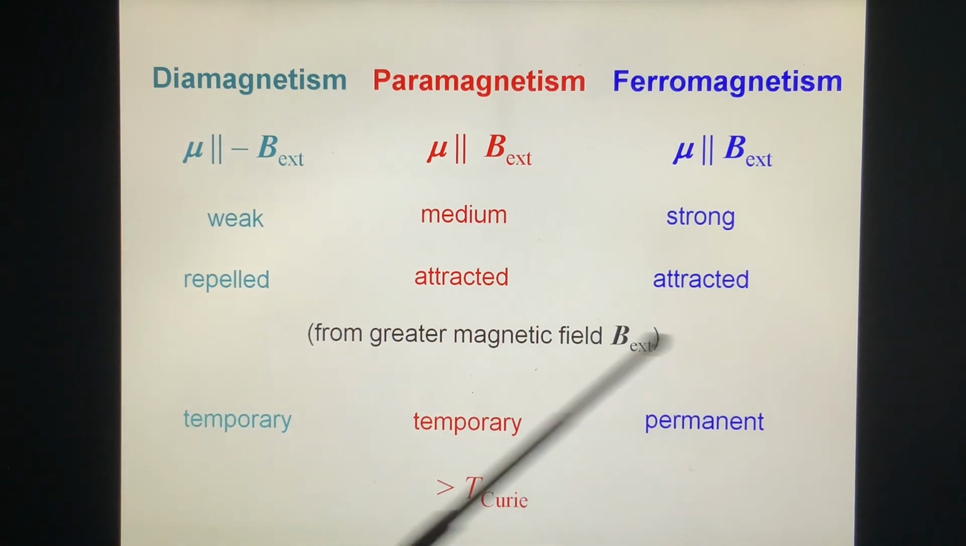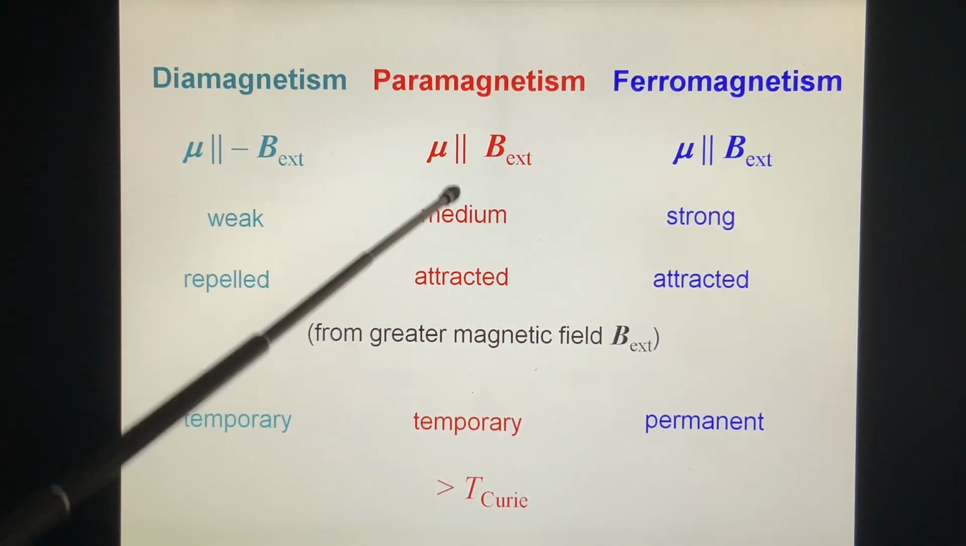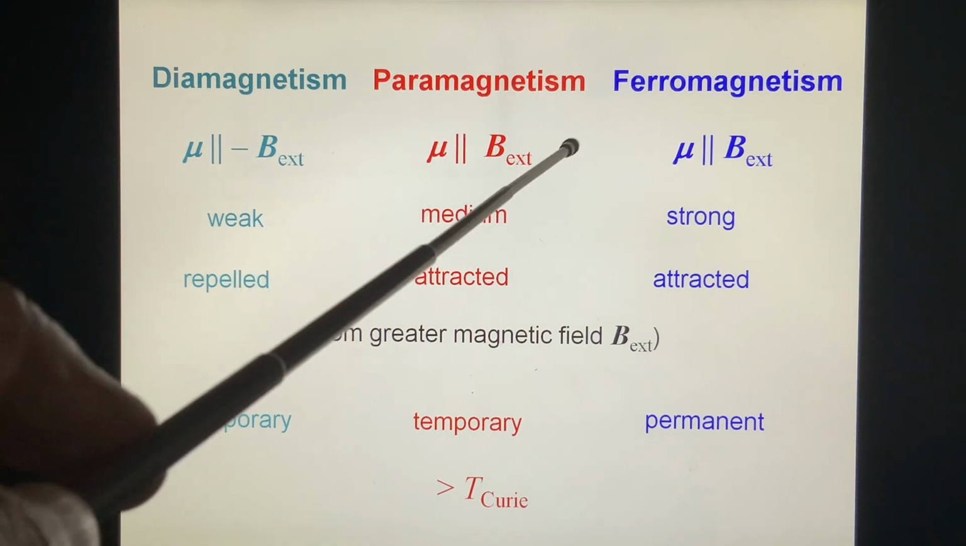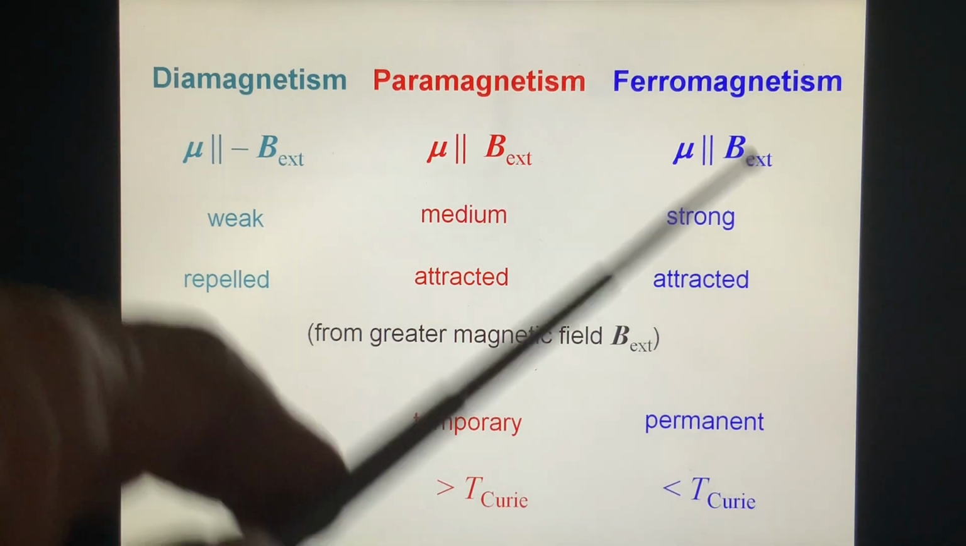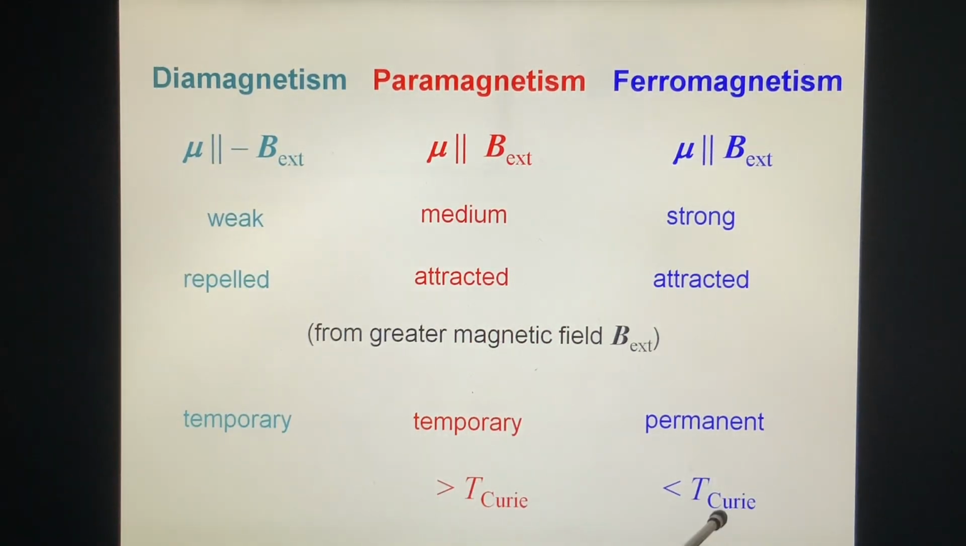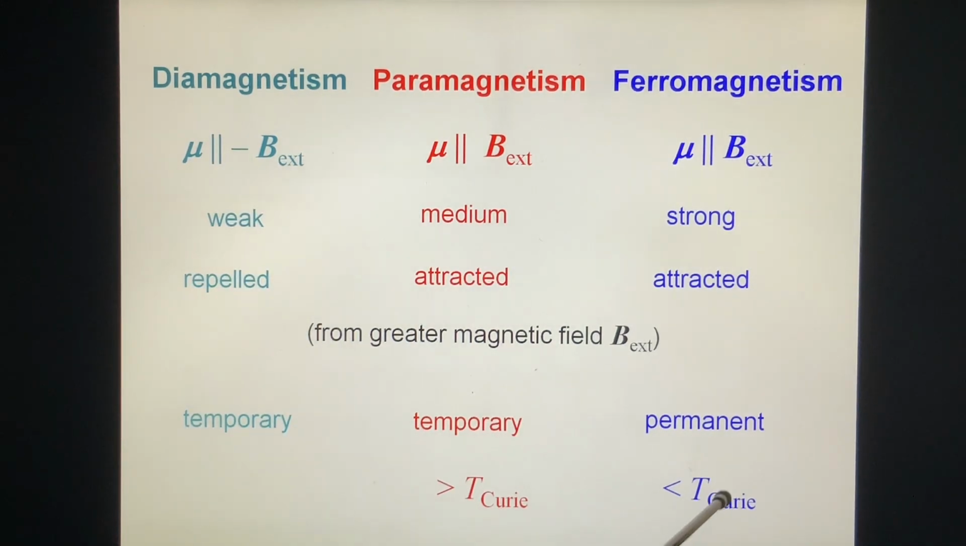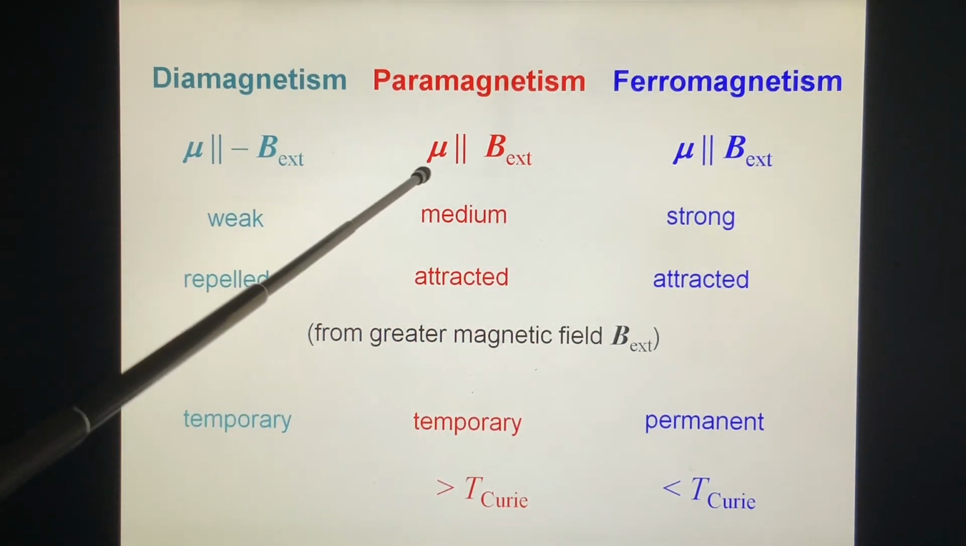And the difference between them, strong and medium, is the temperature. When the temperature is high, the thermal energy is high, and this is paramagnetism. And when the temperature is low and the thermal energy is low, in this case it's ferromagnetism. If the temperature goes high, this one can become this one.